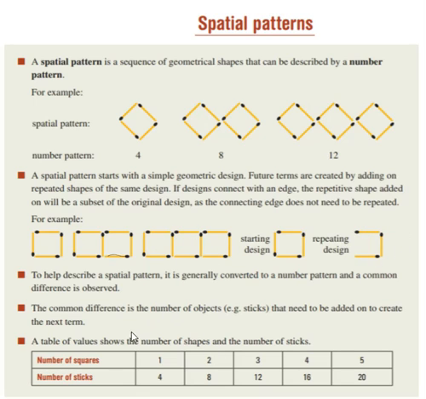The other thing we like to do, once we've got our spatial pattern, is to put the results into a table. So this table here represents this pattern up here. So number of squares 1, 4 sticks. Number of squares 2, 8 sticks, and so on.